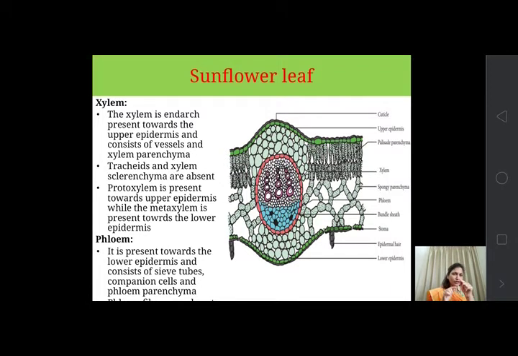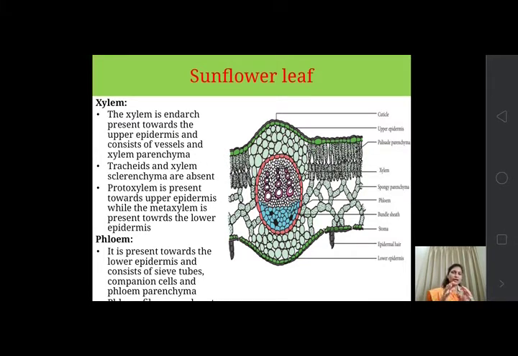And the lower portion, which is present in somewhat blue color, is known as the phloem. So it is present towards the lower epidermis, and it consists of different types of cells, that is sieve tubes, companion cells, and phloem parenchyma. That means the sclerenchyma or the phloem fibers are absent in this region.